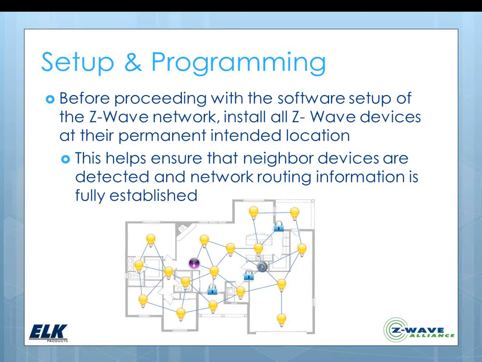One of the main things that you want to do, prior to actually getting into software and including devices in your network, is make sure that everything is installed in the permanent intended location where you're going to have it. The reason is that you're setting up a mesh network, and as you go through the setup process, a device learns who its neighbors are. It sets up basically a routing table, so to speak, of how to get communication from a device on the far end of the house to the controller. What are the nodes in between that allow it to get there? So you definitely want to have these devices in place.